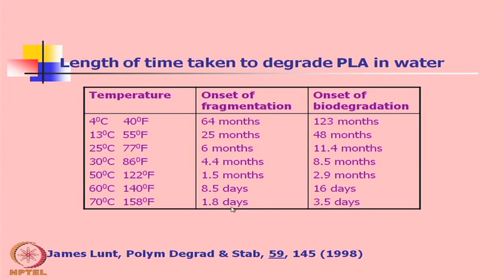days. And onset of biodegradation, again at lower temperature, is very long. As I mentioned, in high altitude areas where the temperature is very low, sometimes sub-zero, even the night soil does not degrade. Forget about the degradation of polymer materials. But if the temperature is increased, the degradation is much faster, from 123 months to 3.5 to 4 days time.